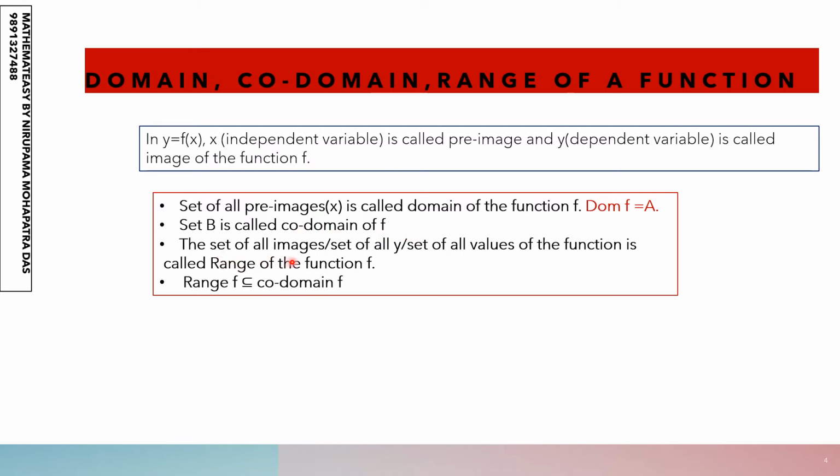The set of all images, the set of all y, or the set of all values of the function is called the range of the function. So the range of the function is basically the set of all f(x), or you can say the set of all y, the set of all images, the set of all dependent variables. That is the range of the function. And the range of the function, in general, is a subset of the codomain. So you cannot get a range beyond the codomain. The codomain contains the range of the function.